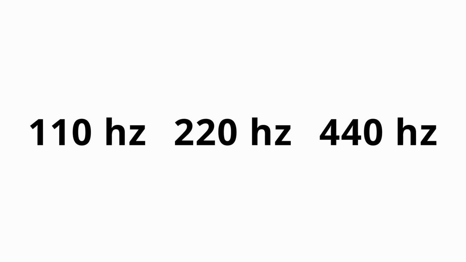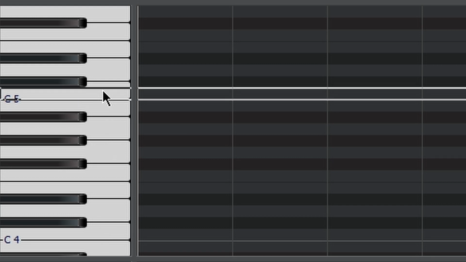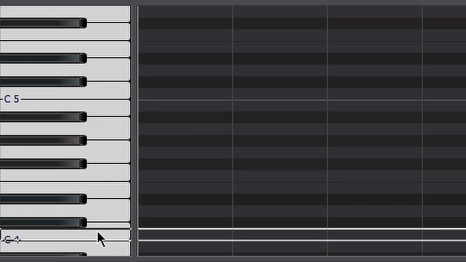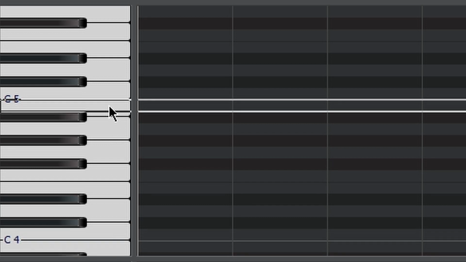A frequency that vibrates twice as fast is an octave higher of that same note. A frequency that vibrates half as fast is one octave lower. It sounds complicated, but look. C and also C. This C is just 12 notes higher than this C. The same applies to this B, or this F.